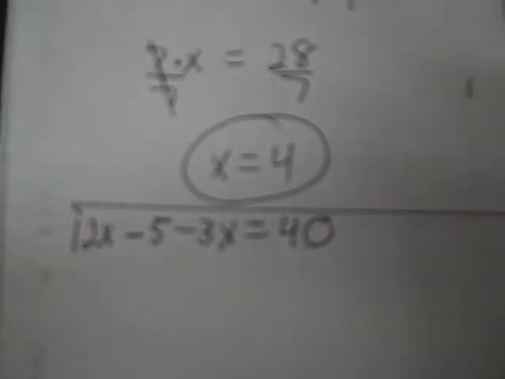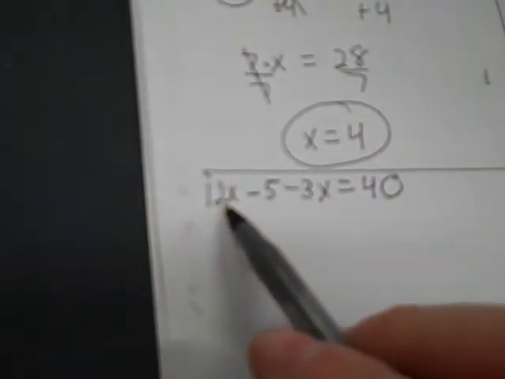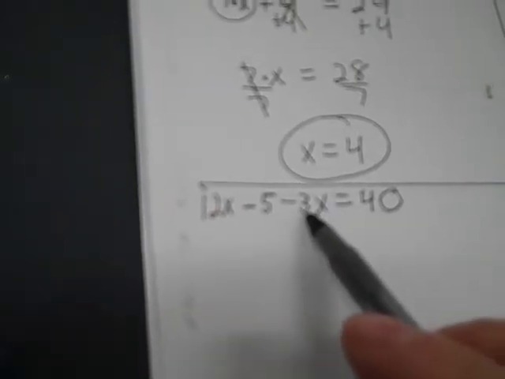Okay, my next problem, 12x minus 5 minus 3x equals 40. Okay, all letters need numbers attached to the front. So there's an x here that has a 12, and x here has a 3. It's about to be a negative 3, but that's fine.